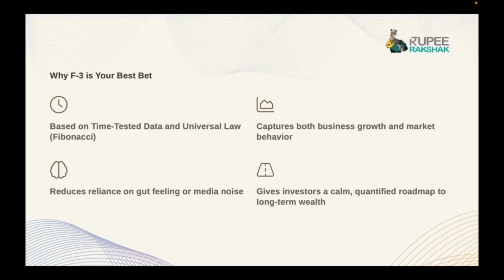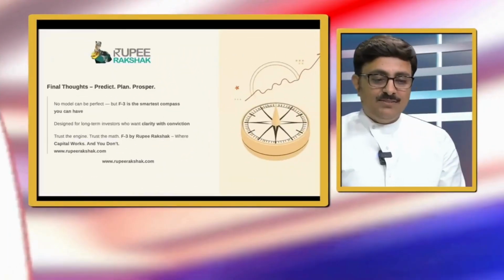Moving on to the next slide, why F3 is your best bet. Basically it is because it is based on time tested data and a universal law, that is Fibonacci. It captures both business growth in terms of earnings per share and market behavior in terms of the Fibonacci levels. It reduces reliance on gut feeling or media noise. As I covered in the beginning, we never give any projection just like that. It should be based on actual data, and it gives investors a calm, quantified roadmap to long term wealth.